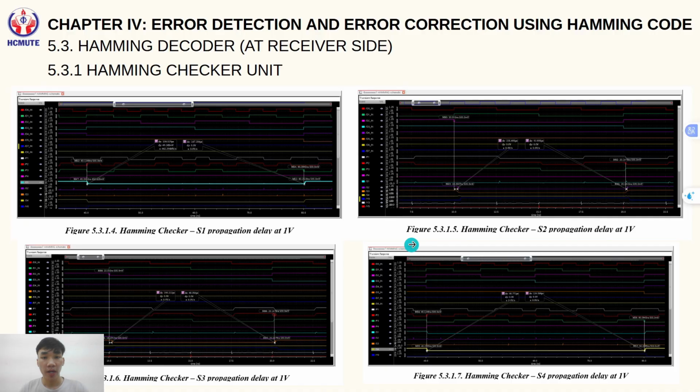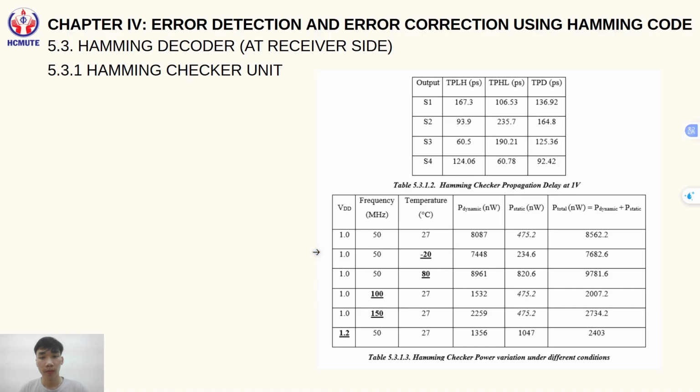And here are the propagation delays of the 4 outputs from S1 to S4. It is slightly different because the number of XOR logic gates is not equal on each pass. But overall, the propagation delay remains small and consistent with CMOS logic behavior.